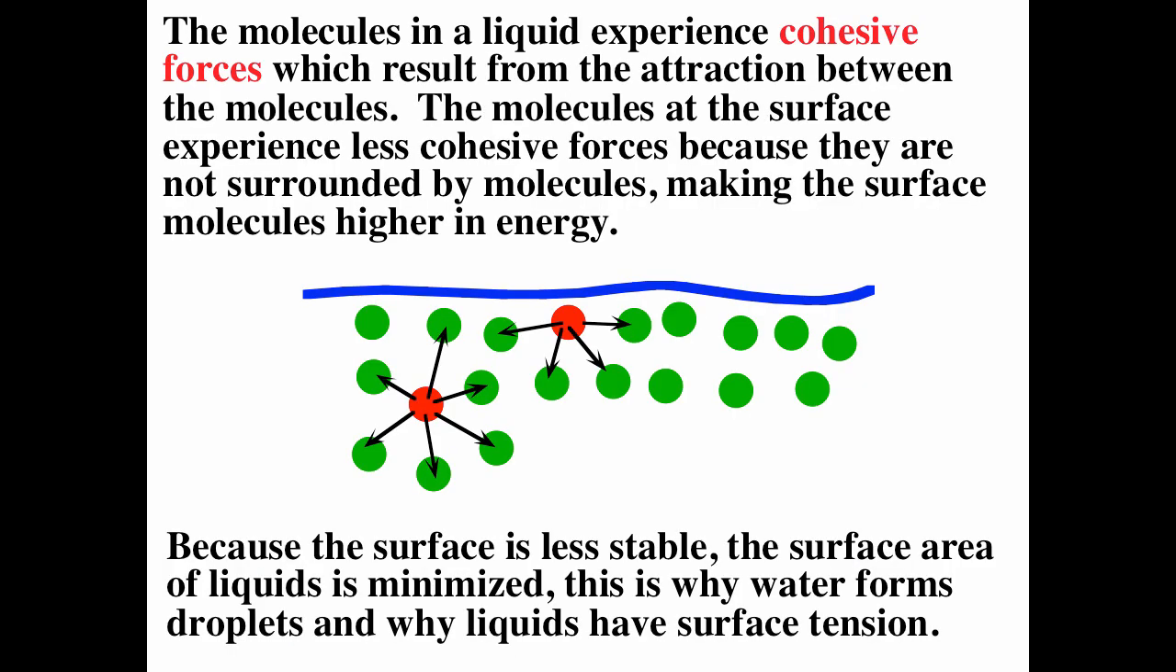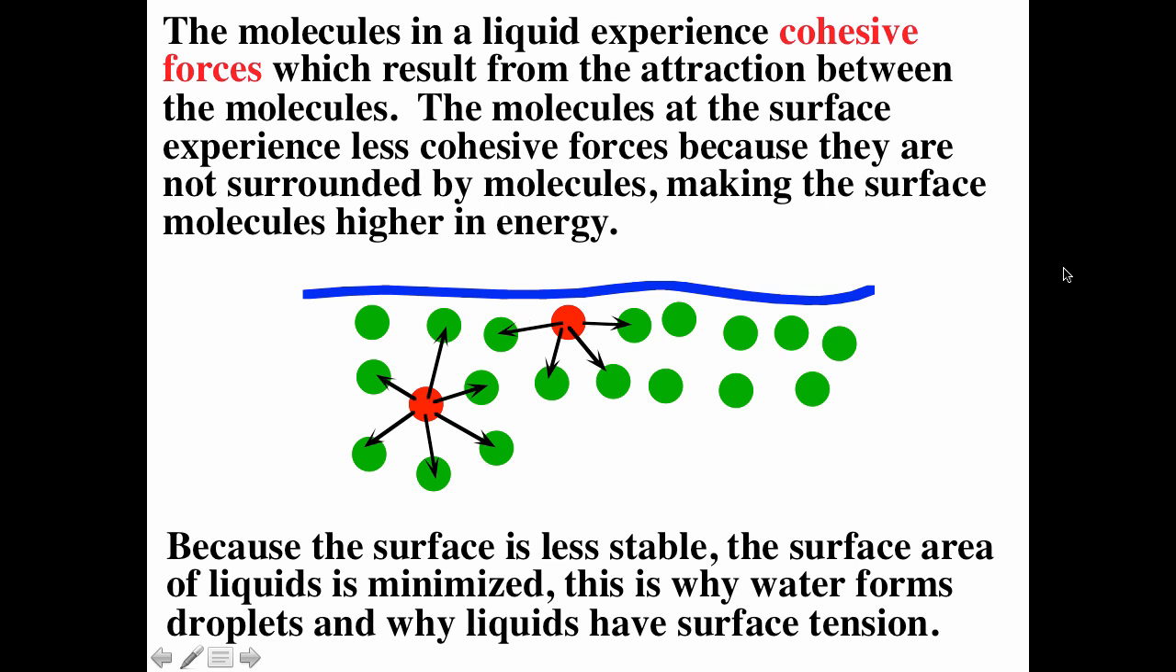So molecules in a liquid experience cohesive forces. That's the attraction of molecules in the liquid. Molecules on the surface experience less cohesive forces. Now again, these are electrostatic forces, and the stronger the electrostatic attraction, the more stable. And so the molecules on the surface are going to be less stable than the molecules in the bulk of the liquid because, again, the stronger attraction, the more stable. The weaker the attraction, the less stable.